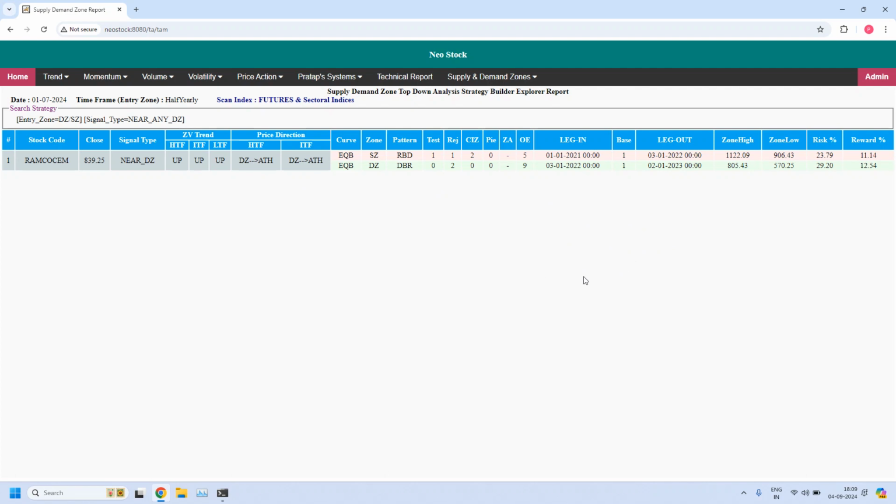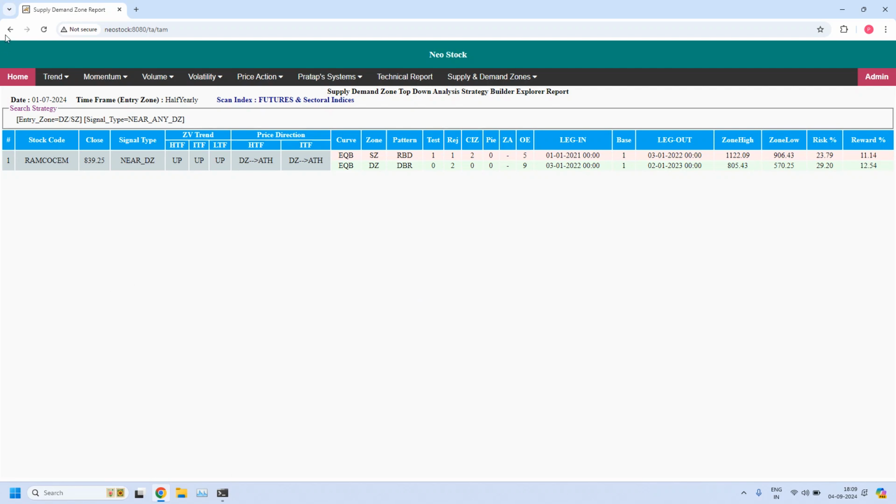You can also draw them on your charts by taking the leg in and leg out timestamps and also the base candle count. If you don't understand how to study this report, I request you to complete our training lesson 21.1. There I have explained each and every column in detail, and the abbreviations and values, everything, in detail.